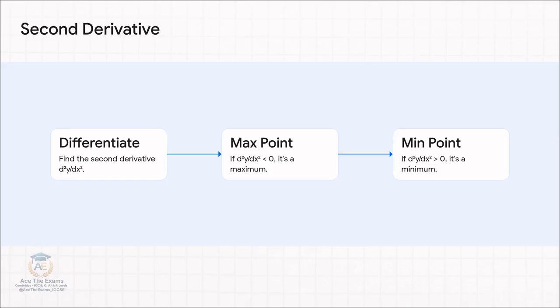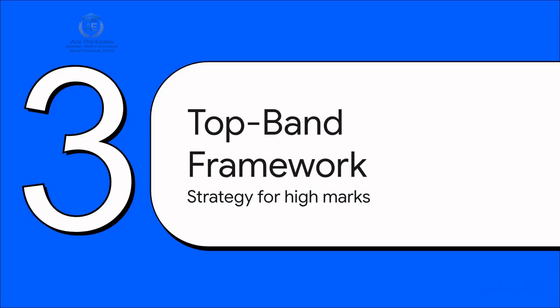Step 1, you differentiate your gradient function a second time to get d2y over dx squared. Step 2, substitute your x-coordinate into this new function. If the result is less than 0, boom, you've mathematically proven it's a maximum point. If it's greater than 0, it's a minimum point. Utilizing this completely avoids the time-consuming errors so many students make when they try manually checking gradients on either side of the coordinate.